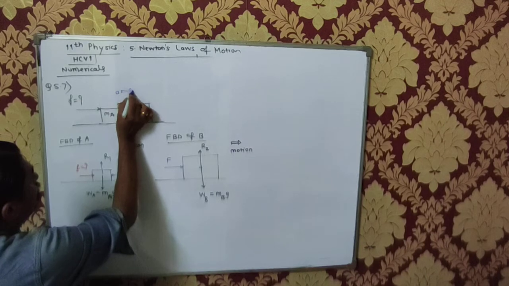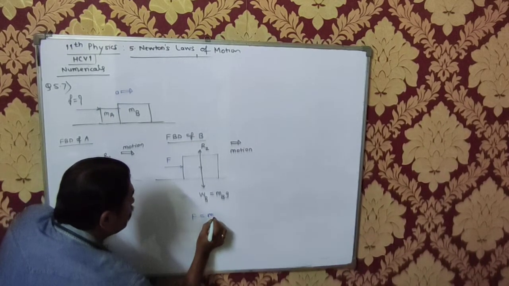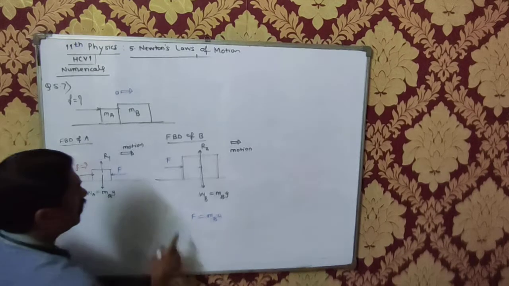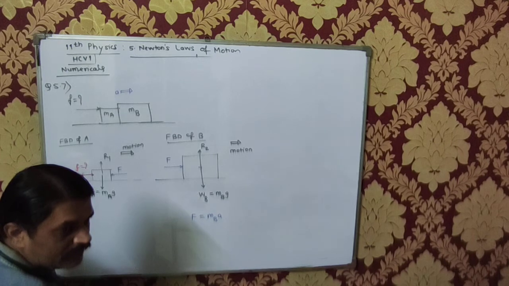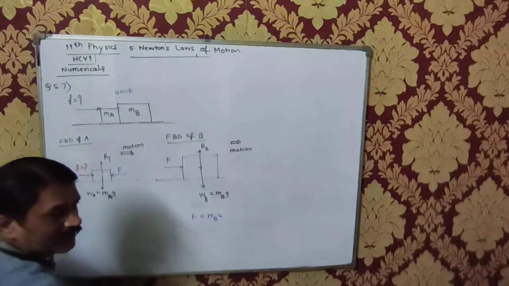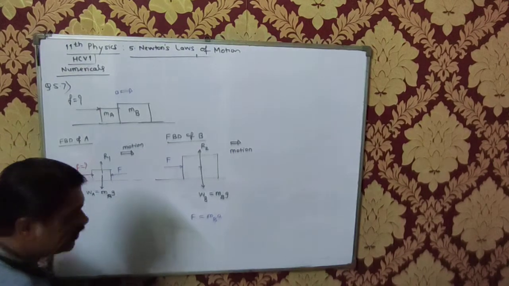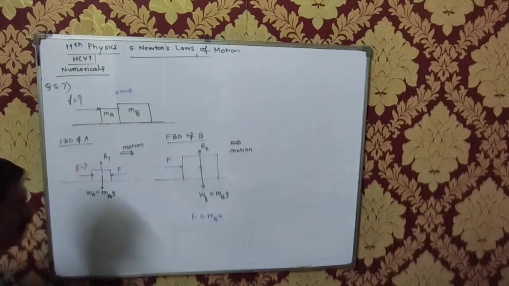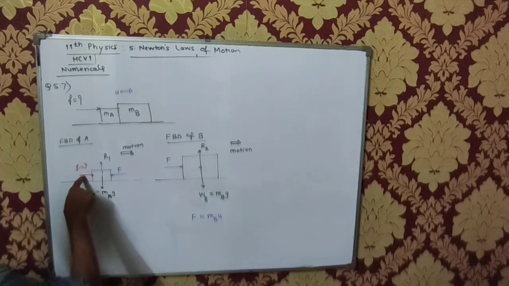Did you understand the point? Isn't it? So I would say this F is equal to mba. F is equal to ma. This is the unbalanced force. What is the unbalanced force here? Which is the greater force? This is the greater force, I mean, this force is greater.